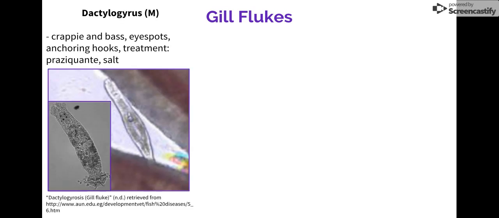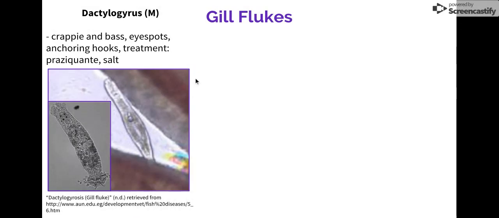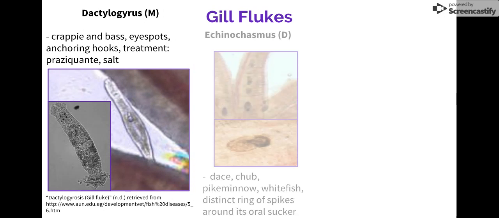Gill flukes. So the first gill fluke is Dactylogyrus, which is a monogene, and it's common in crappie and bass. It has eye spots, so here are its eye spots, and it has anchoring hooks. So this is where it hooks on. And the treatment is, again, a solution of praziquantel, or you can do salt treatments on this. Those are not the only treatments, just some suggestions.